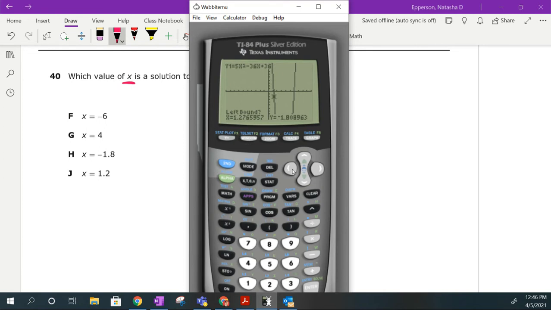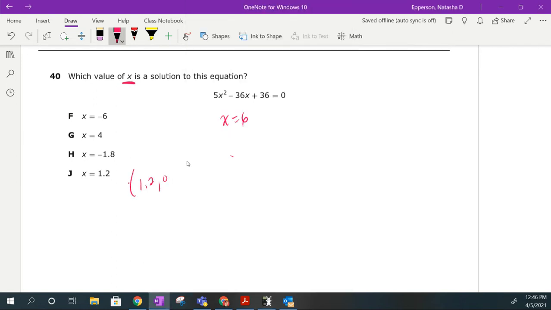Okay, you see that little spider now that's on my screen? I want to make sure that it's on the one side of the graph. So I'm going to do that side, and then I'm going to move it to the other side of the axis and then hit enter. And then I'm going to tell it to guess. And that gives me 1.2, 0. That is the answer right there.